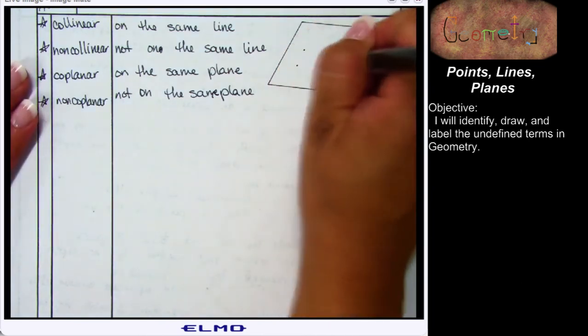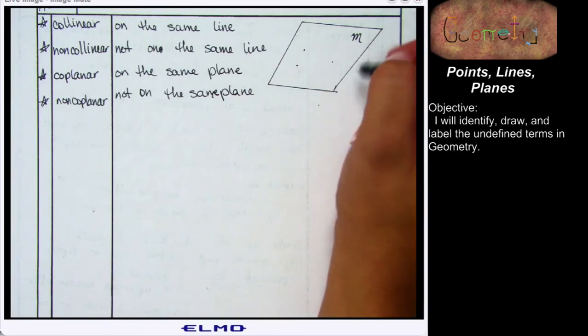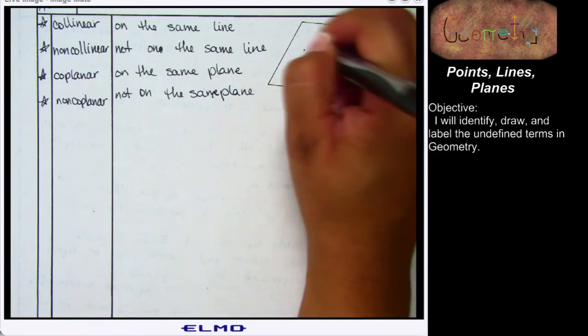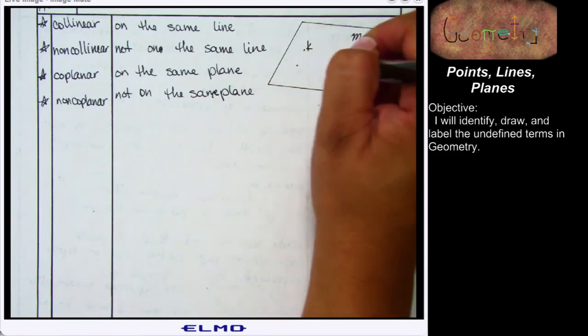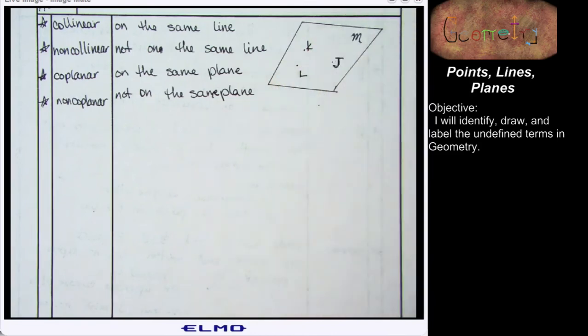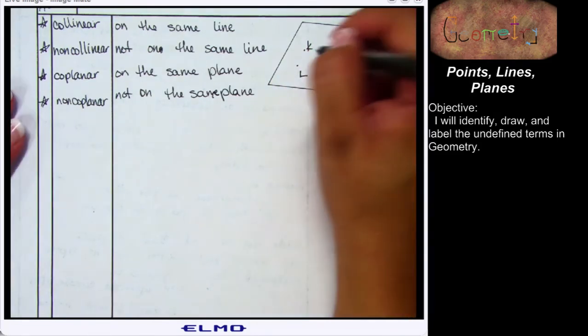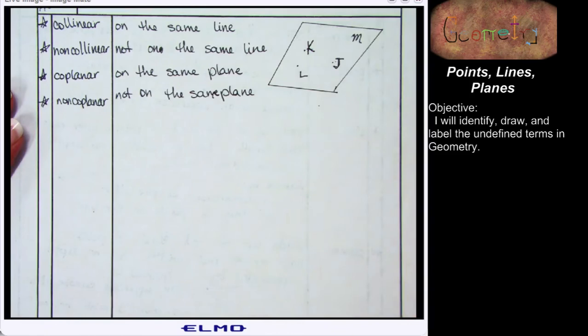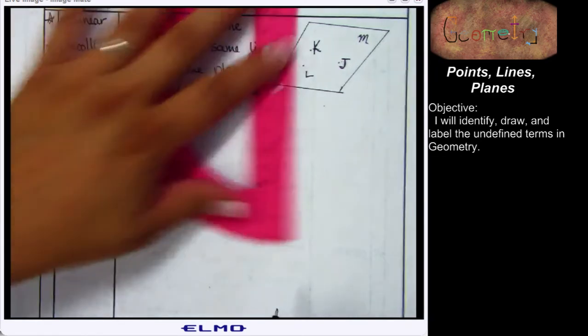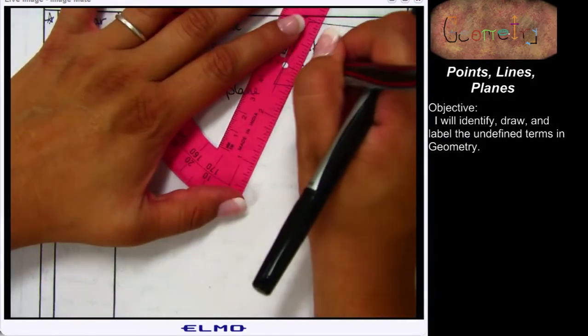One, two, three. What were those names? I heard J, and I heard K, and I heard L. Okay. There's a line between some of these points, isn't there? So I'm going to go ahead and draw a line between K and L.